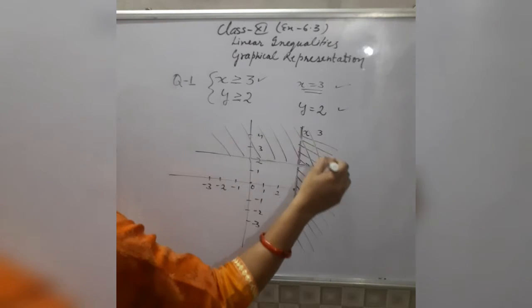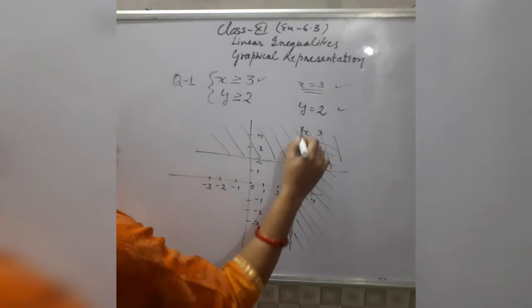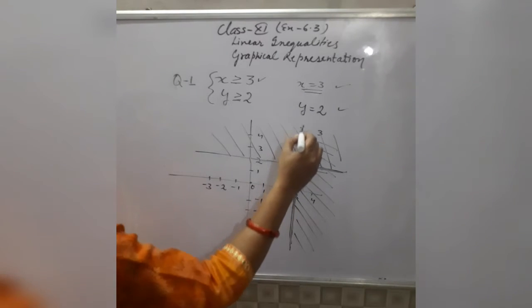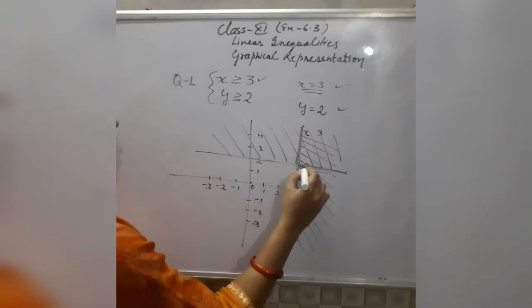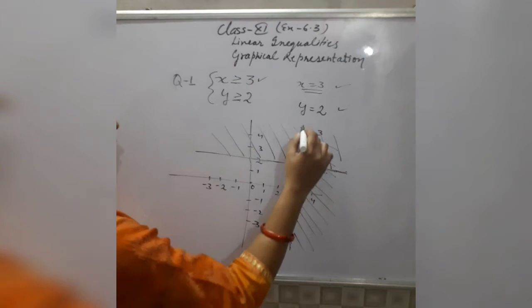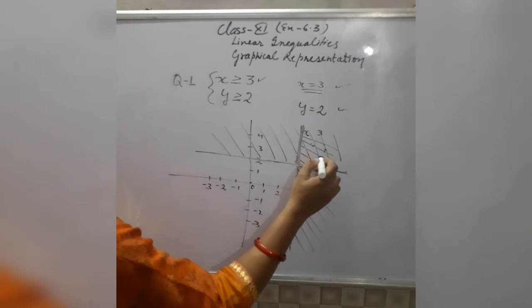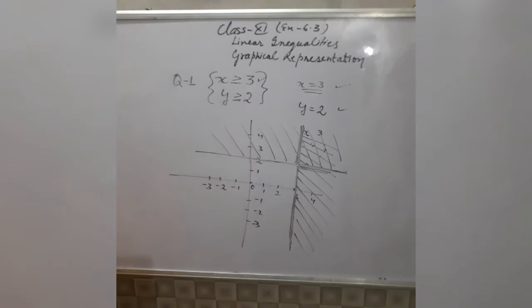Now if you see very carefully, this region is common for both linear inequalities. So this is the solution of the system of linear inequalities. Clear? It means the points which lie in this shaded region will satisfy this pair of linear inequalities. So this is the graph for question number 1.